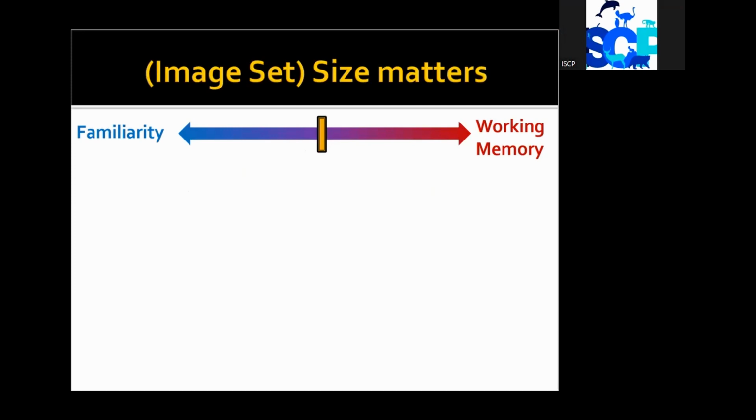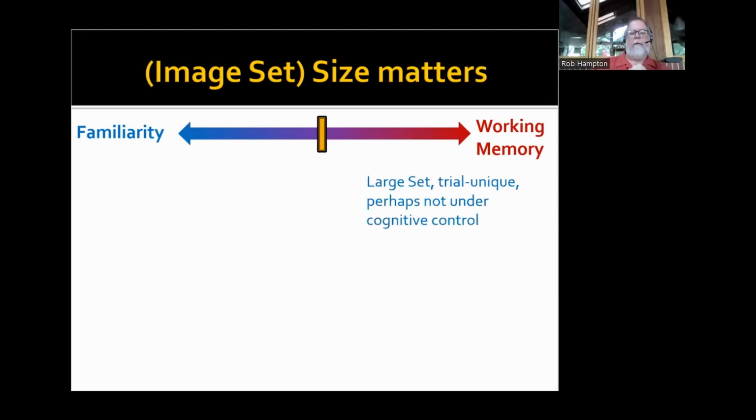Okay. What distinguishes between these memory systems is the set of images that we use, and specifically the size of the image set that we use. And so we can drive an animal towards using familiarity or using working memory by changing the set size of images that we use for the memory test. So if we use a really large set, in fact, a trial unique set is the extreme version where they're only going to see the images once in their whole lifetime.